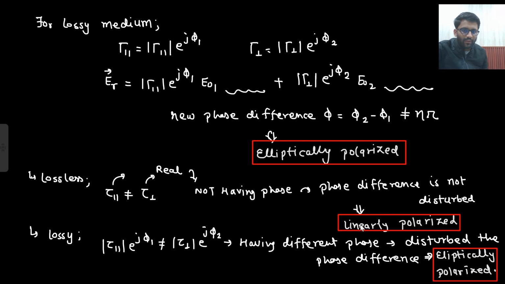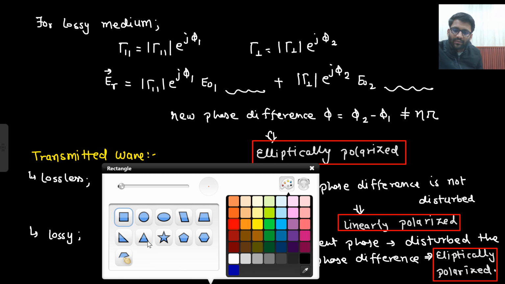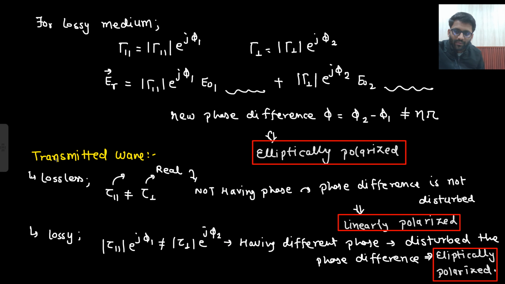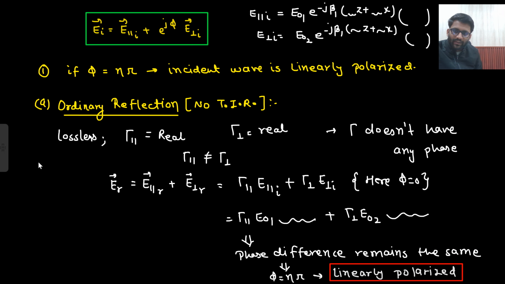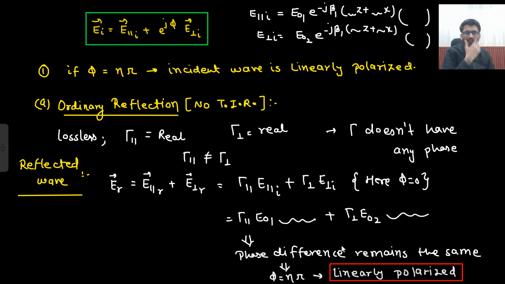Here, this is what we are talking about. We are talking about transmitted wave. So what we started talking about? We started talking about transmitted wave here. So I hope this is clear to you. Here we were talking about transmitted wave, right? And this was all the talks about reflected wave. Is that clear to you?